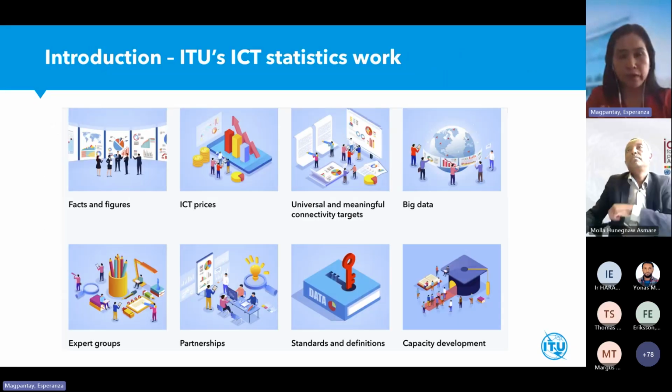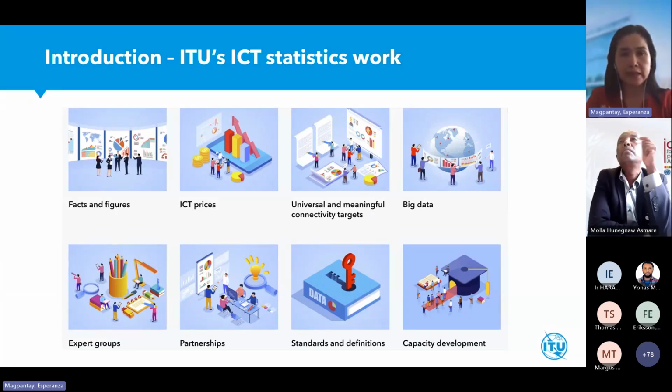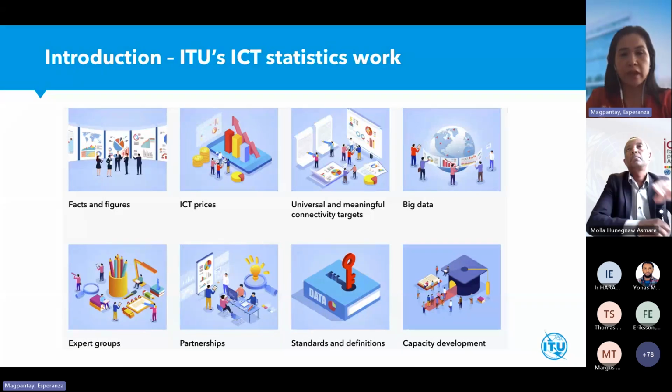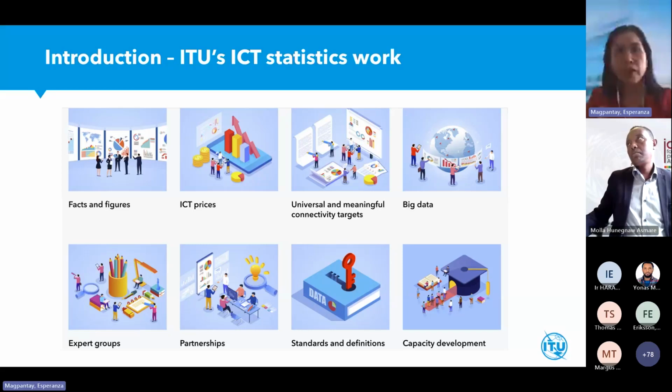So for those of you who are not familiar with ITU statistics work, we collect and disseminate ICT statistics as the UN specialized agency related to ICT. So we have a number of publications, we do a number of events, as well as develop methodologies that relates to the area of work that we cover in our statistics work. We also provide technical assistance through our online academy, as well as face-to-face workshops and trainings.